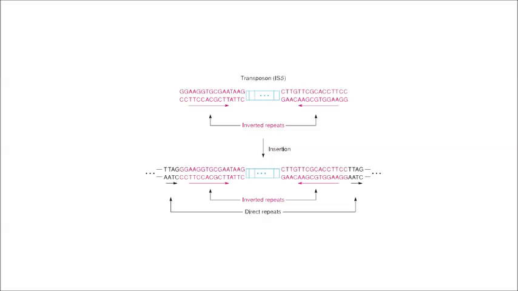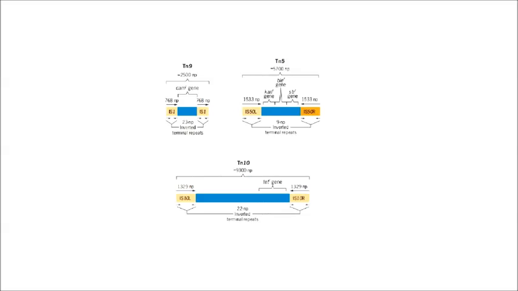Some examples of conservative or non-replicative transposons are IS elements, which are present in bacteria; composite transposons, for example Tn3, which are also present in bacteria; Ac/Ds elements present in maize; and P elements of Drosophila.